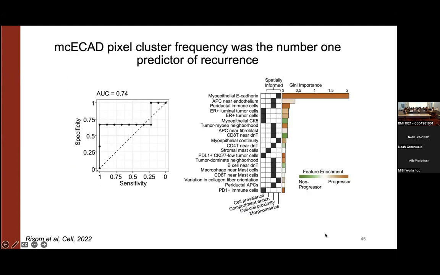This is the result of the model. On the left is the AUC curve, and on the right, we're showing the Gini importance, which is a measure of how important each feature was for the model's performance. What's pretty cool is that the number one most important feature for classification was the frequency of this ECAD pixel cluster. This is cool because the myoepithelial layer is already a very small histological region of the tissue, and the ECAD pixel cluster is an even smaller percentage of that. So it's such a small percentage of the actual images, but it has some cool biological significance. Using pixel clustering, we're able to pull this feature out.